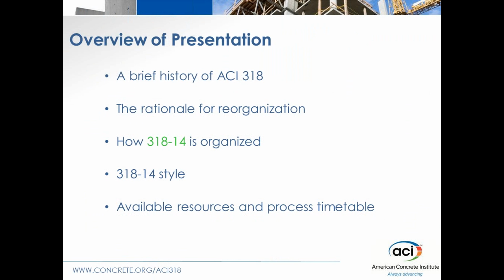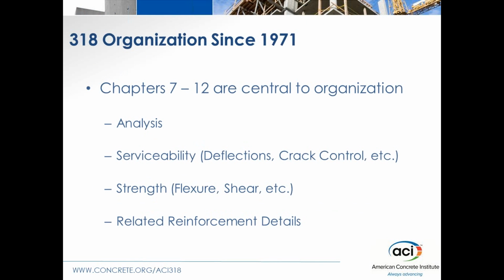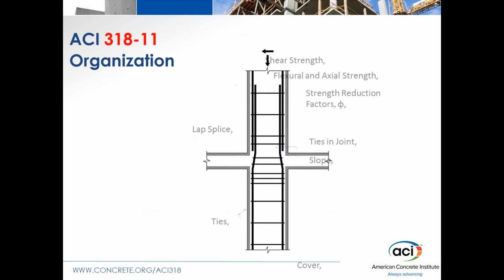Let me give you a little bit about the rationale for reorganization. Since 1971, the guts of the code, if you will, are in Chapters 7 and 12, and those are really central to the overall use of the code and the design of members. Included in those chapters are things related to serviceability, things like crack control, things like deflection, and so forth. And then we calculate ultimate strength in Chapter 10. Chapter 11 has been shear, so it's really about the behavior and the design for those particular types of potential failure mechanisms. And then we have various related reinforcement details. So Chapters 7 to 12 are really central to the organization of the existing 2011 code.